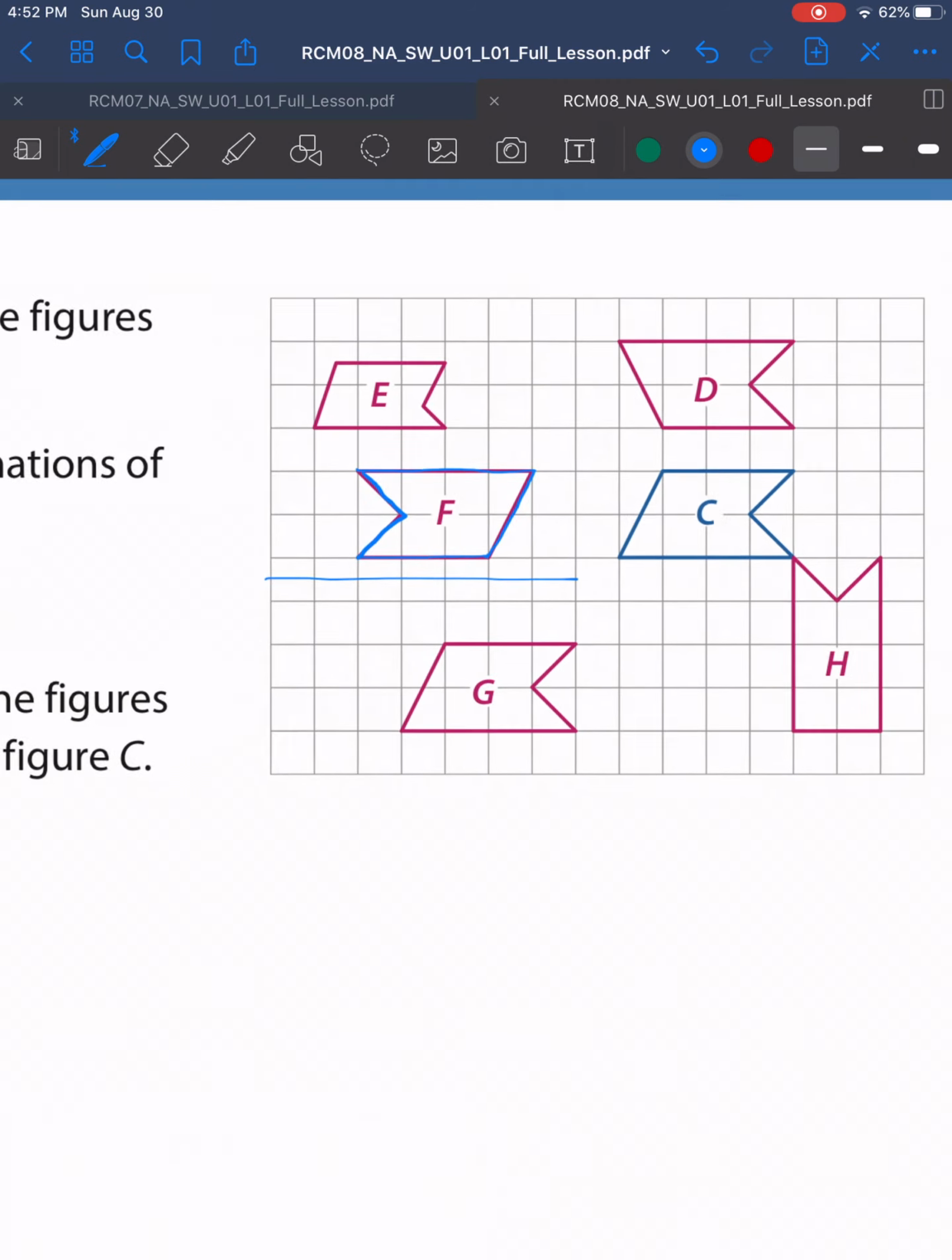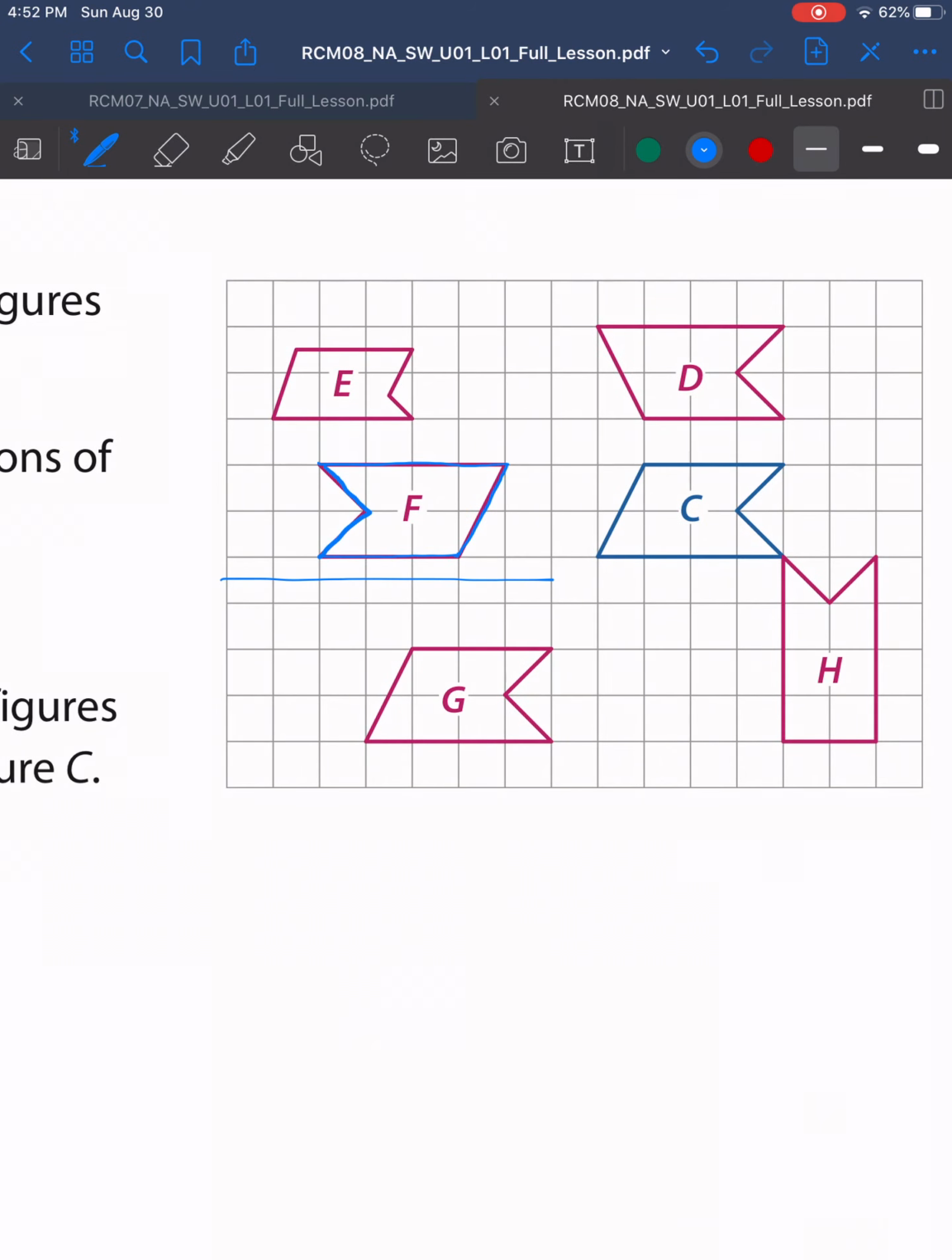But E, I can already tell. E is not the same shape. It's not the same size. E is out. H is out.